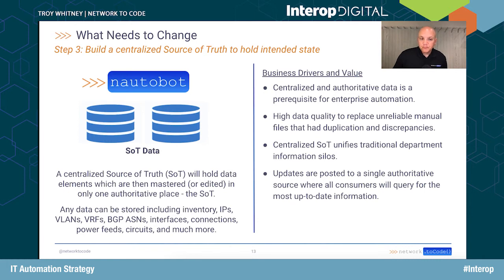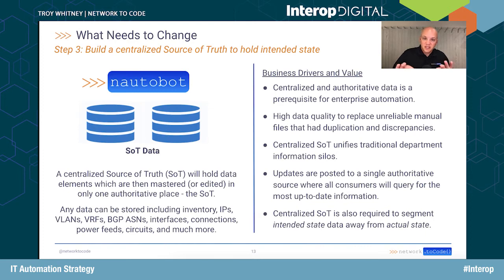Now, with this source of truth, it gives us one place to query the data. It also gives us one place for a person to go to make updates. So when an update is made, everybody sees the most recent version of that data, and they're not working off of out-of-date information. The last concept here is that a centralized source of truth is really fundamental to network automation because we need to start separating intended state from the actual state. And we'll explain what that means on the next slide. But without an accurate source of truth, we really wouldn't be able to separate this intended state away.